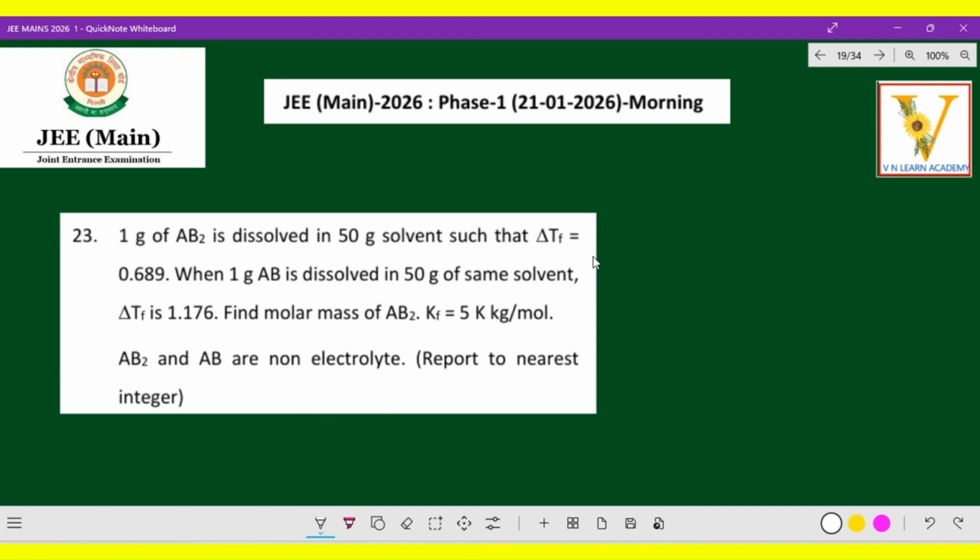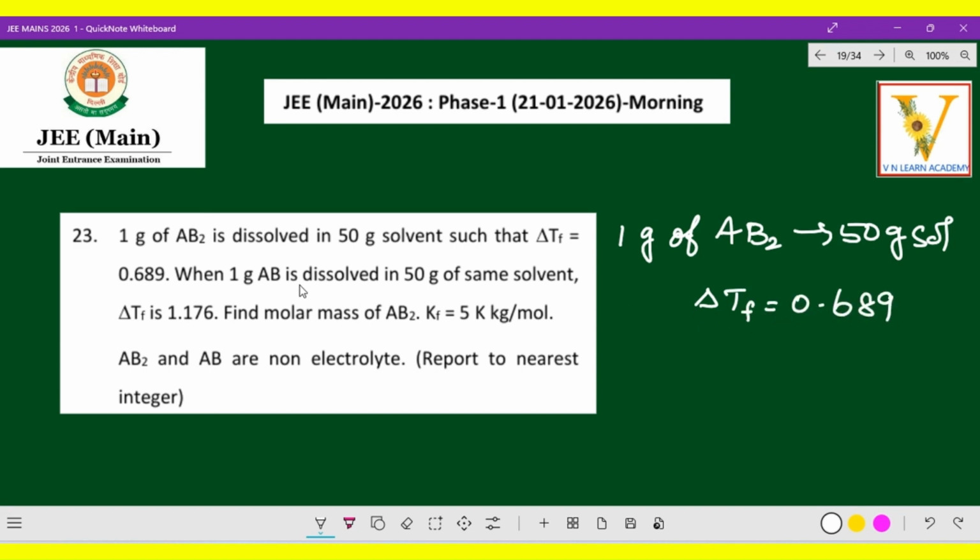Okay, this is very simple, and it is a colligative property. They are asking to find the molar mass of AB2. Now here, I will write the complete data so that you will come to know the idea. So 1 gram of AB2 is dissolved in 50 grams of solvent. Delta Tf for that is 0.689, as mentioned.